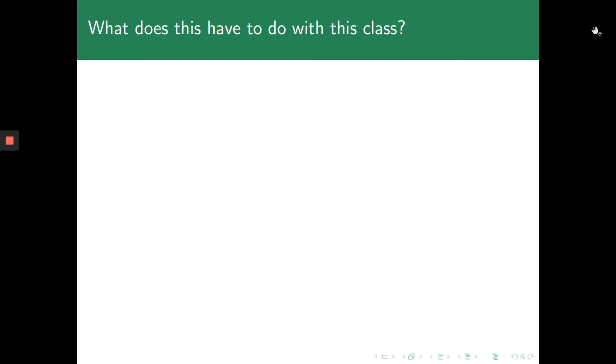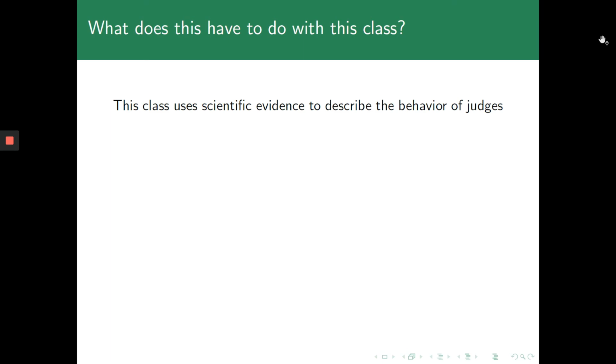So again, let's take this another step. What does this have to do with this class? Well, we use scientific evidence to describe the behavior of judges in this class. So I think it's very useful for you to have this idea of where researchers are coming from. They're coming from this place of, well, I'm assuming there's no relationship between these two things, and I'm only going to tell you there's a relationship if I find evidence that there actually does seem to be one, and the chance of that being by chance are really low.